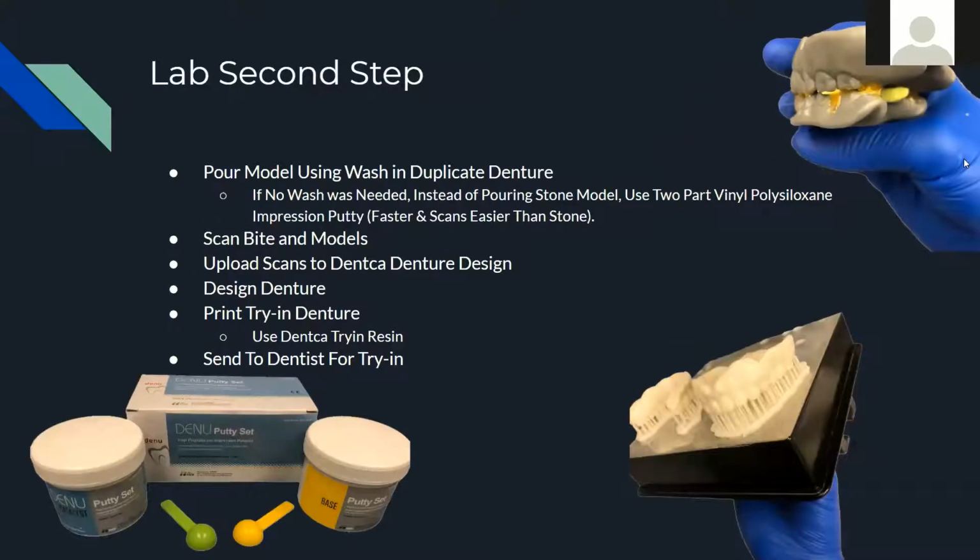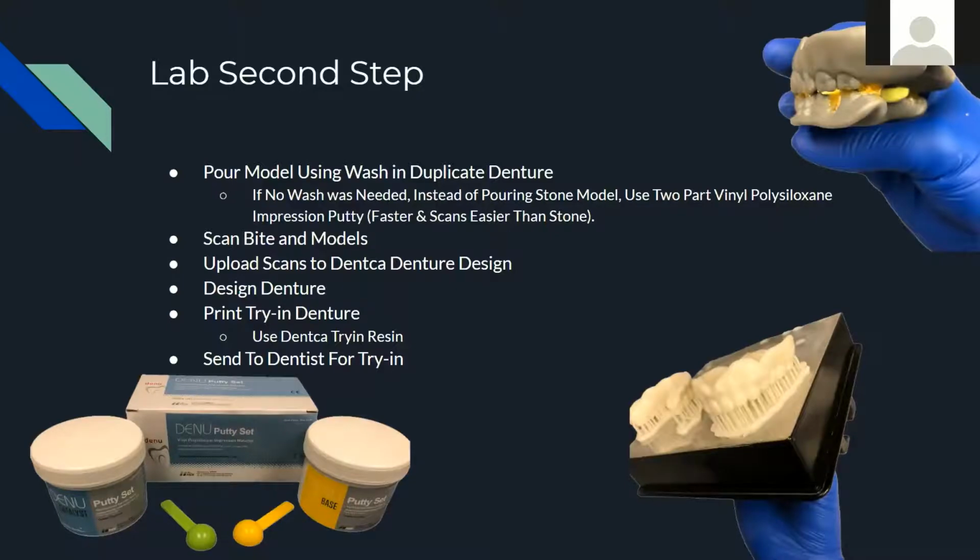Then this is when, if a new wash had been taken, we'd go ahead and pour that up in stone. If no wash was taken, then we would take the 2-part impression putty and mix it together and put it in there to make a model that way, just because it has a faster set time and it needs little to no impression spray or scanning spray, and it scans really well, more so than a stone model would.